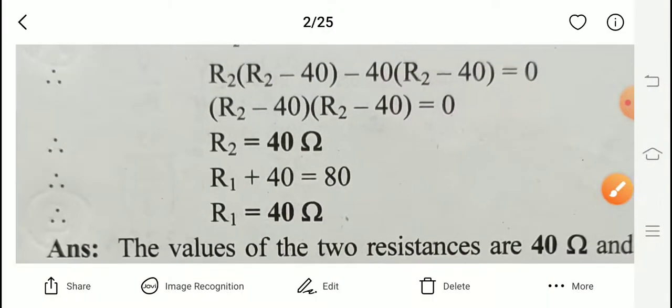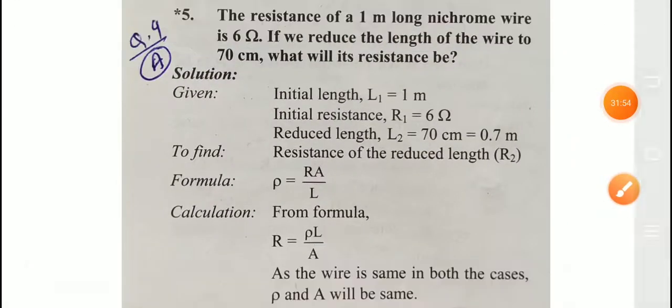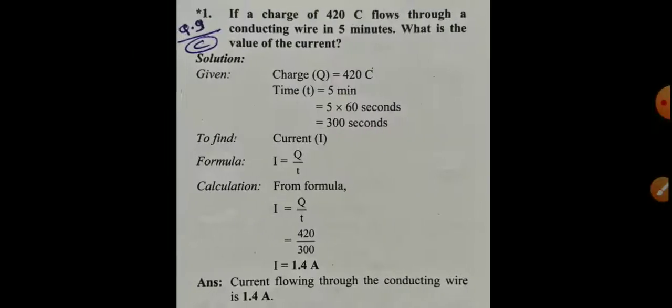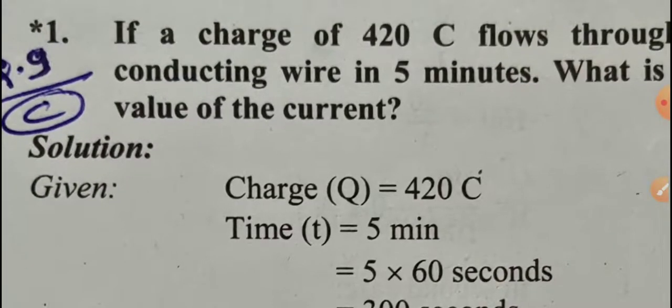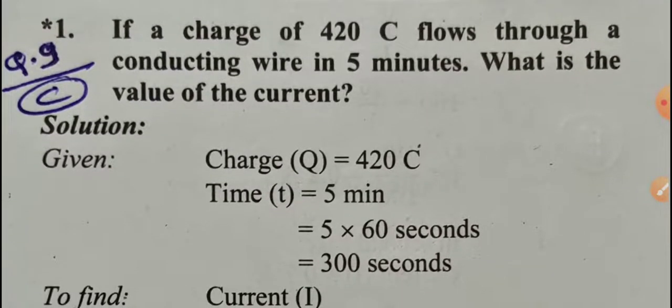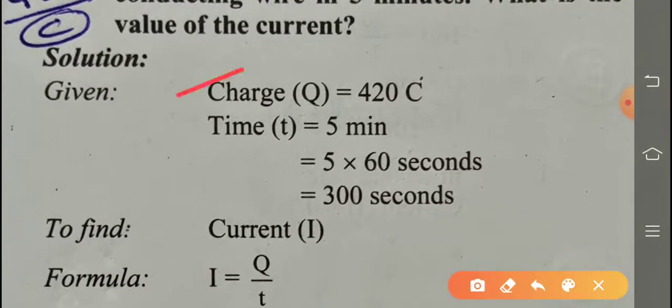Next. Last numerical problem is given here. See there. This is last numerical. If a charge of 420 coulomb flows through a conducting wire in 5 minutes, what is the value of current? So write down. Charge is given, indicated as Q equal to 420 coulomb. Time is given in minutes, 5 minutes, but time always measured in seconds. So 5 minutes convert into seconds. So multiply by 60. So 300 seconds.